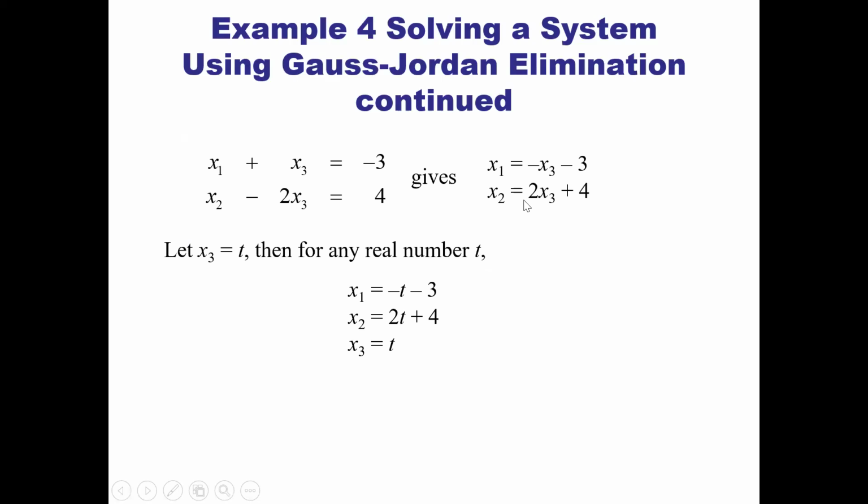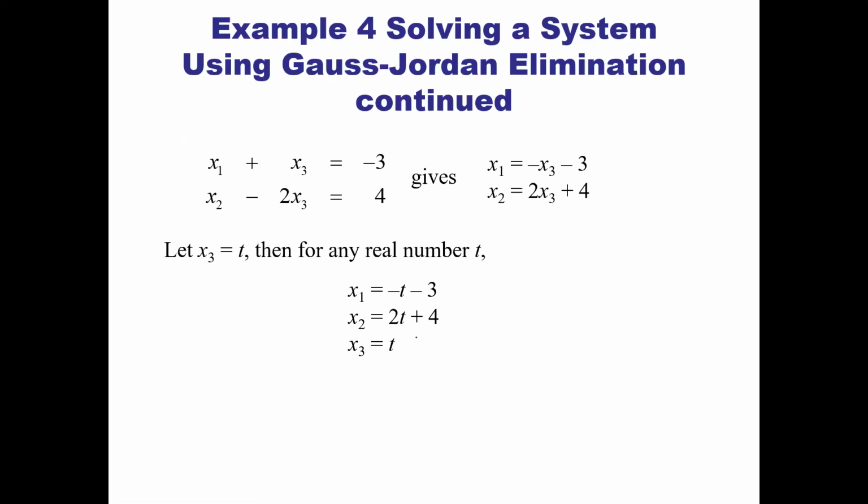Now, when we do that, that gives us x3 equals t. Now, x2, we can solve and plug in a t here, and we're going to get 2t plus 4. And if we plug in t here, x1 is going to be minus t minus 3. And so then that's going to be our solution here. So that's going to be for any real number.